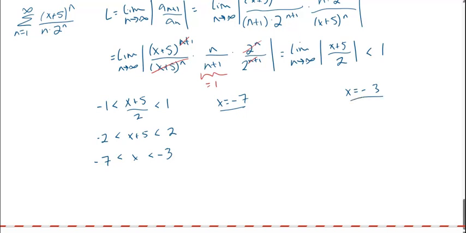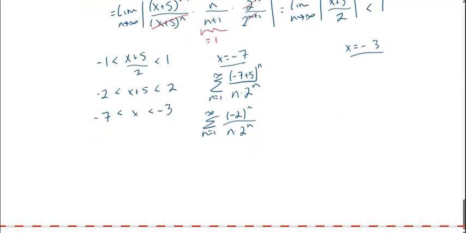To be honest, a lot of times I like to do the x equals negative 3 first, but I'm going to go ahead and do the x equals negative 7 first. What I do is I write sigma n equals 1 to infinity, and I just plug in the x value of negative 7 right here. That gives me negative 7 plus 5 to the n over n times 2 to the n. Well, that simplifies down to sigma n equals 1 to infinity of negative 2 to the n over n times 2 to the n.